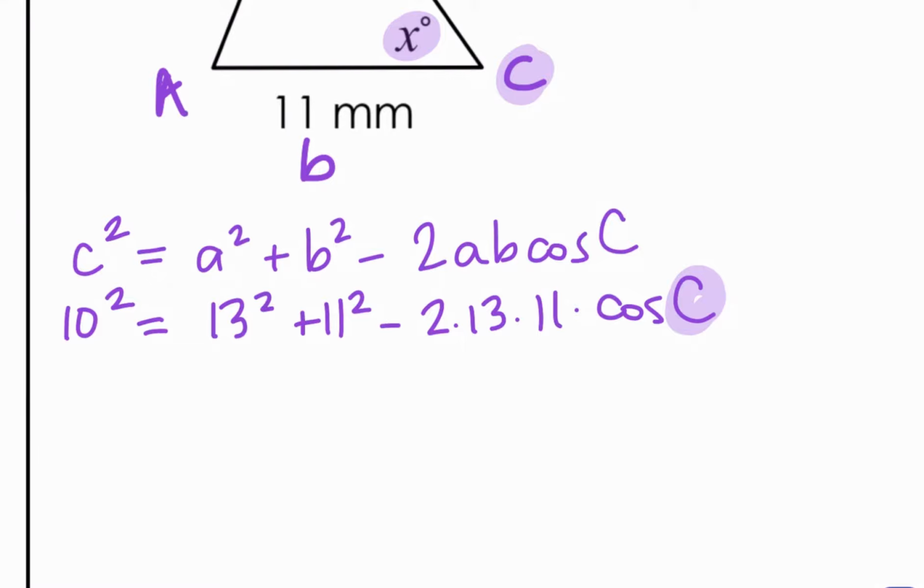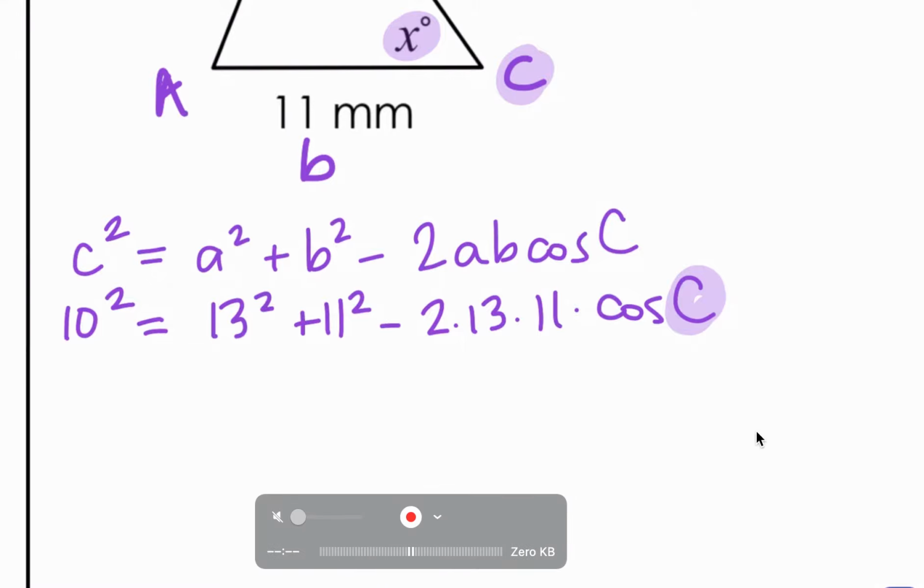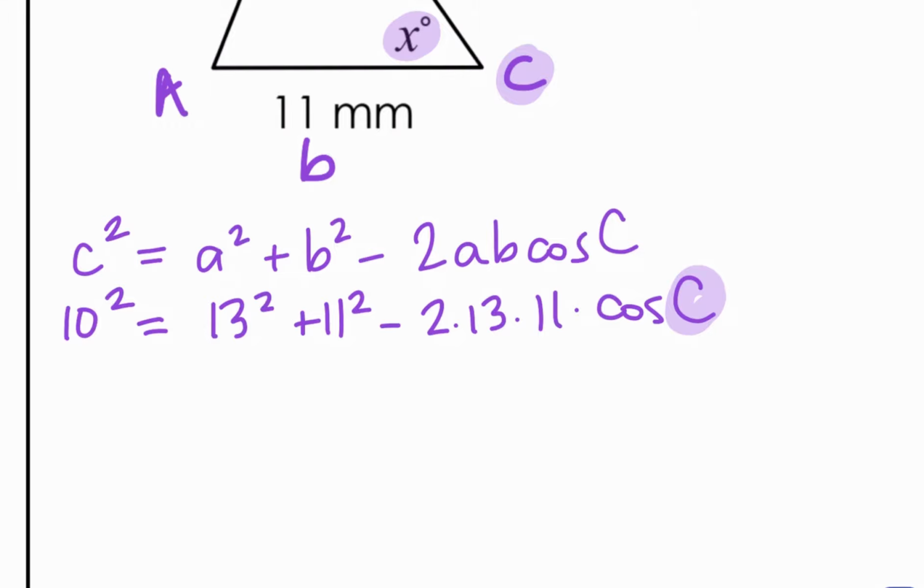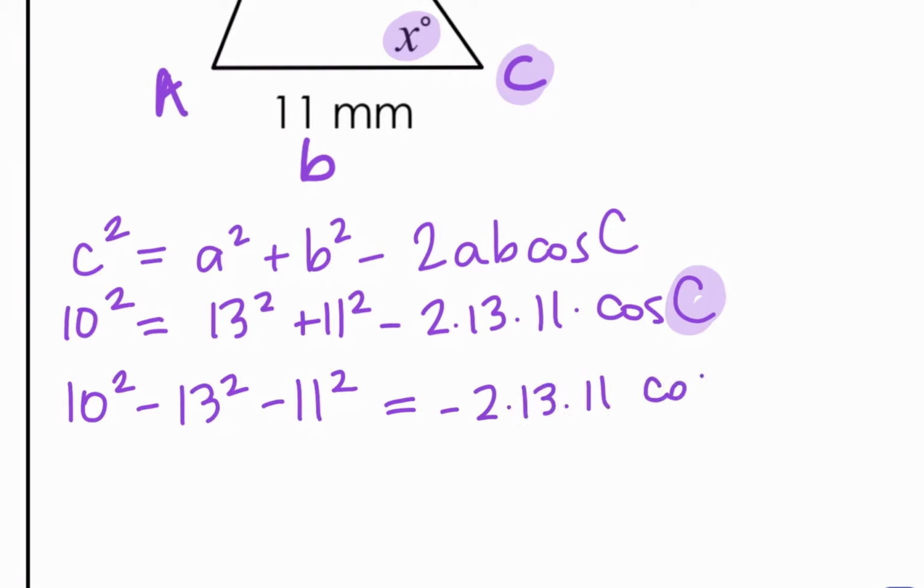Okay, so here's what we would do. That 13 squared and that 11 squared, those are the first things that you're going to want to move over. And right now, since they're both positive, like there's nothing in front of the 13, and that 11 has a plus sign, we are going to move them over by subtracting. So on the left, I still have my 10 squared, but now I have minus 13 squared minus 11 squared equals negative 2 times 13 times 11 cosine capital C.